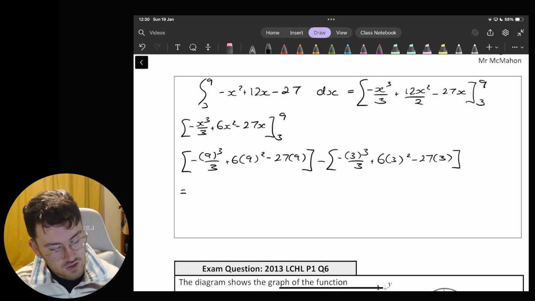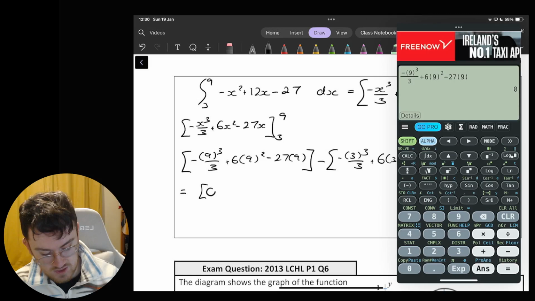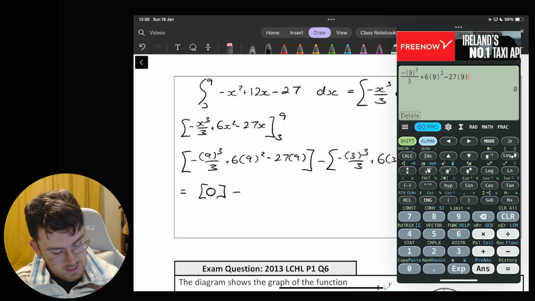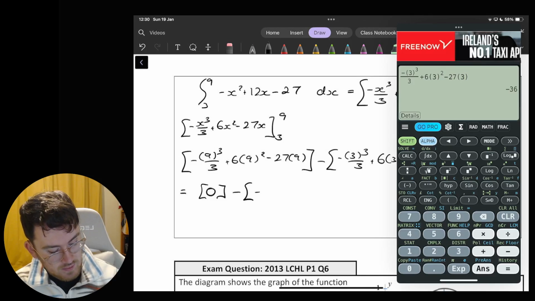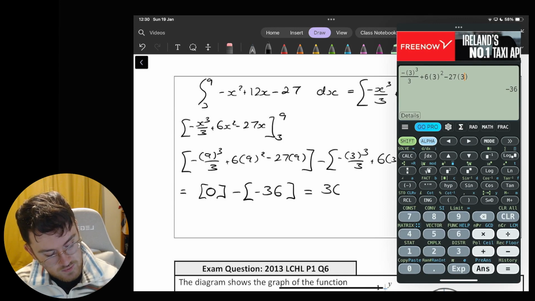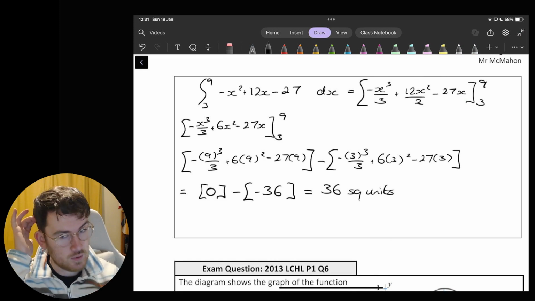Let me see the solution that I'm going to get for 9 here. Well, let's work it out. So minus 9 cubed over 3 plus 6 times 9 squared minus 27 times 9. That's going to give me just an answer of 0. Okay. And then the solution for 3, so I can change all of these to 3 here, just for ease of calculation. And that's going to give me minus 36. Okay, so minus 36 gives me a positive 36. Okay, which is what we expect because it is area. Okay, we'd be hoping nearly for that positive value here. And we look a little bit more at what that can mean.